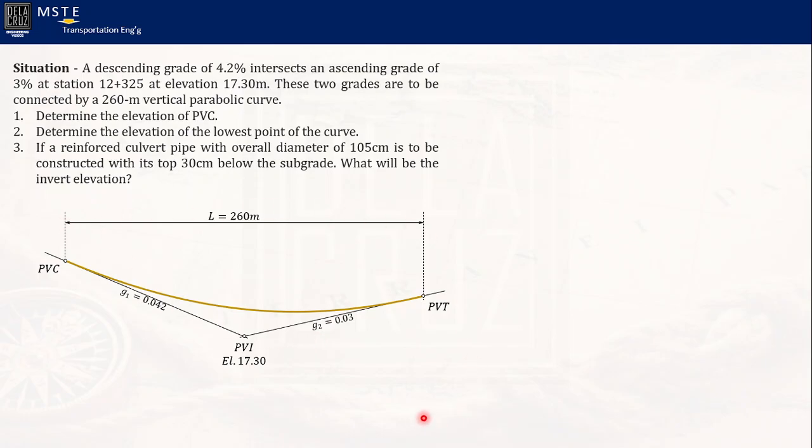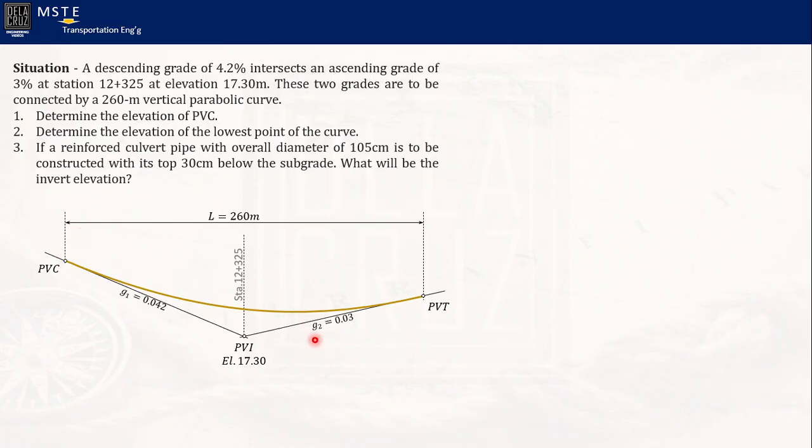So, given the elevation of PVI, and we want to calculate the elevation of PVC, that would be very simple. Since we have here the grade, remember that the grade is the change in slope. By the way, yung PVI natin is at station 12 plus 325, and actually hindi natin yan magagamit sa solution, because in the problem we don't want to find the station of PVC or any other stations.